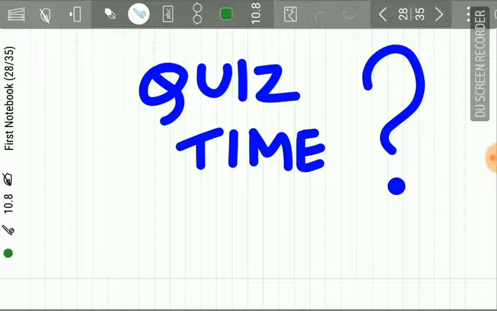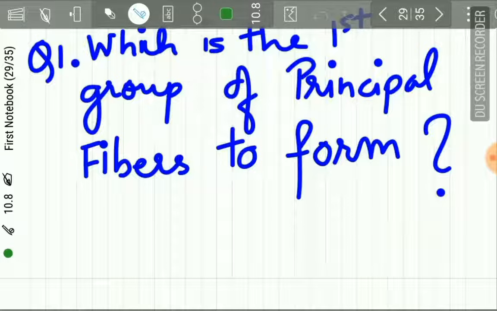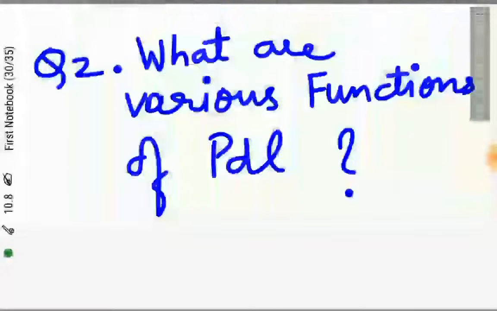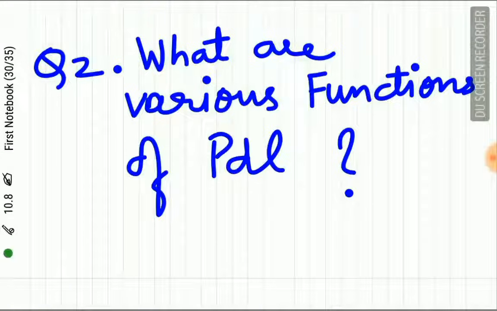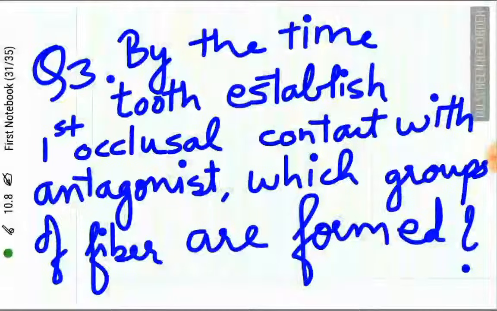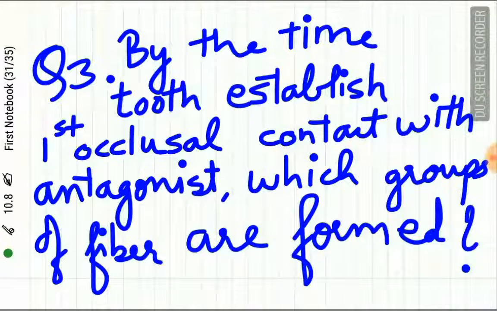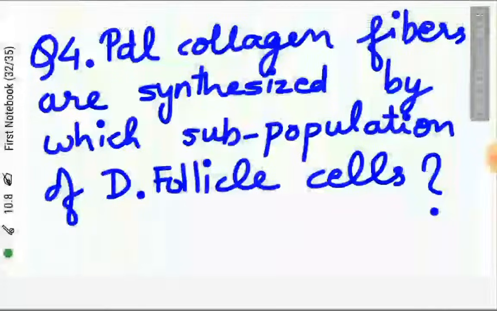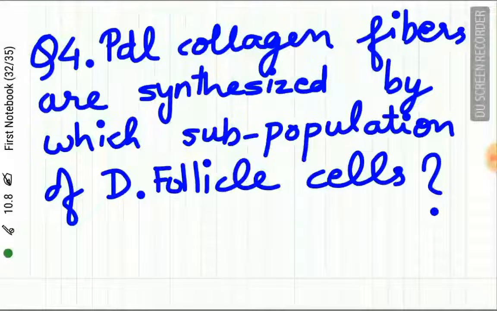Now the quiz time. Students, please type your answers in the comment box to self-evaluate yourself. The first question is, which is the first group of principal fibers to develop in a tooth? The second question, what are the various functions of periodontal ligament? The third question, by the time a tooth establishes the first occlusal contact with the antagonist tooth, which group of fibers are completely formed? Question number 4, periodontal collagen fibers are synthesized by which subpopulation of dental follicle cells?